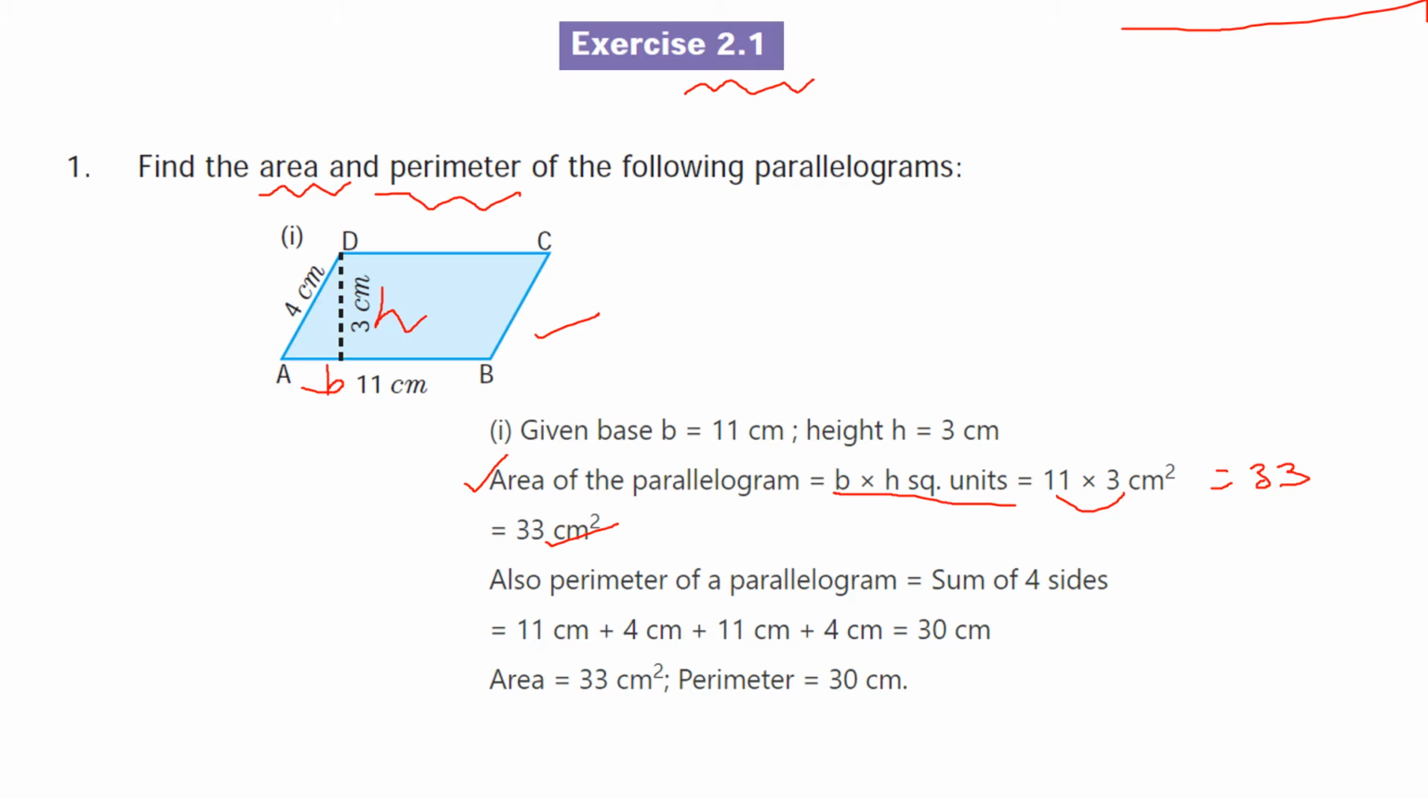Next, perimeter means sum of all sides, 4 sides here. So here 11. Opposite sides are also equal. So 11 here also 11 centimeter, and 4 here, opposite sides also 4 centimeter. So you write the sum of 4 sides: 11 plus 4 plus 11 plus 4. So the answer is 30 centimeter. So area 33 centimeter squared, perimeter 30 centimeter.